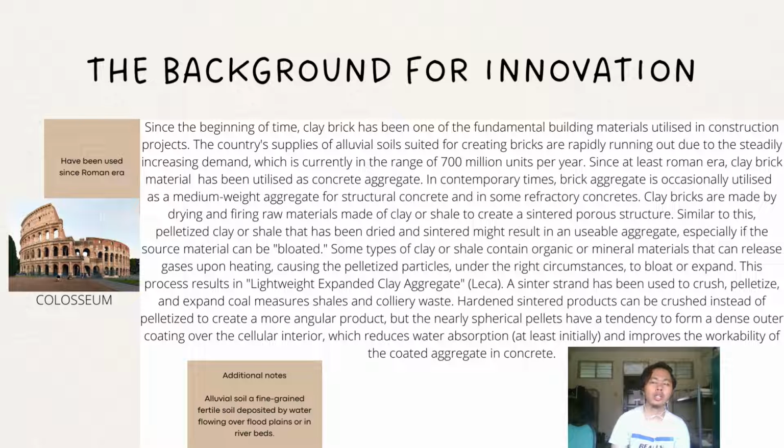For the example of the building in the Roman era, which is the Colosseum. And for the additional notes that I add in the slide, here's the alluvial soil. It's a fine grained, fertile soil deposited by water flowing over the floodplains or in riverbeds.